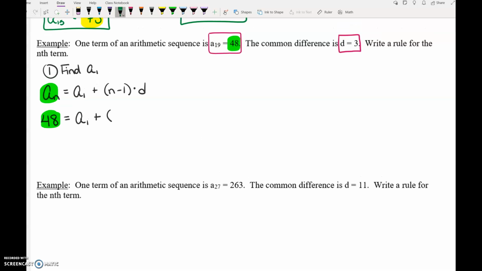What term number is 48? It is the 19th term. So I'm going to point a little arrow at that number 19. Because it's the 19th term, we can put 19 in place of n. So 19 minus 1. And we do know that our common difference is 3.